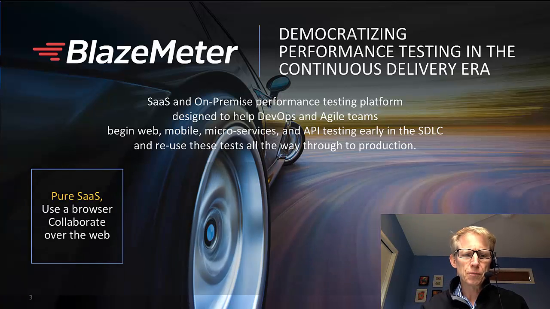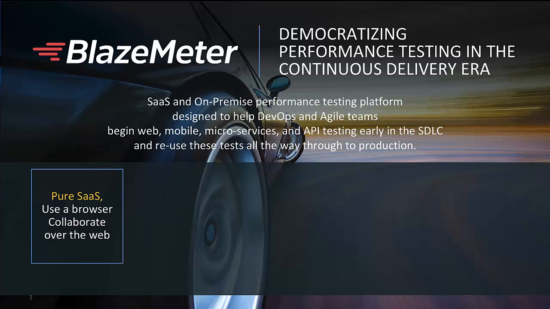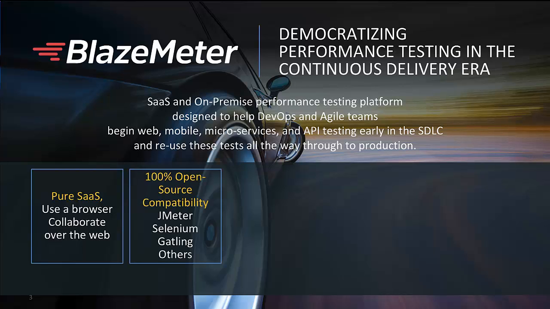Let's look a little deeper. First of all, it's pure SaaS. Use a browser and collaborate over the web. You can work from wherever you are, and there's nothing to install. 100% open source compatibility, we often call this load and go, means that you can take an existing open source test and simply upload it and it'll run. There's no refactoring or recompiling the test. If it's an existing open source test, it'll run. So there's nothing new to learn.